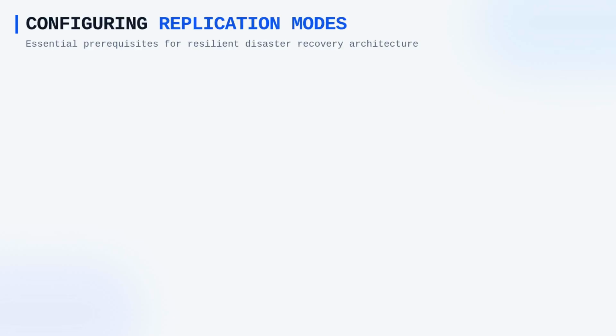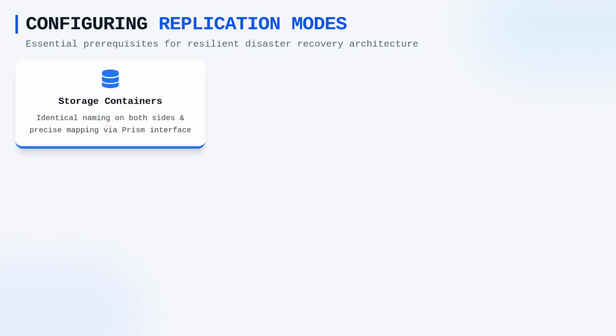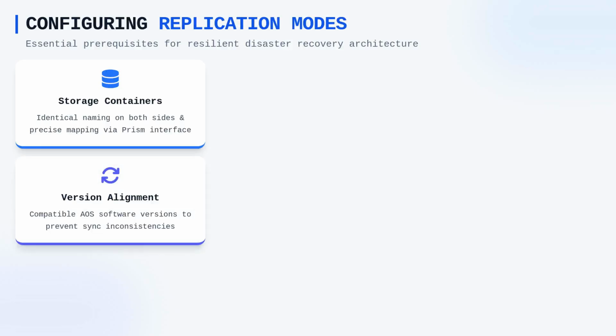Configuring these replication modes requires a clear understanding of the underlying storage containers and the cluster-wide settings. For synchronous replication, storage containers must be created with the same name on both sides and appropriately mapped via the Prism interface. You must also ensure that the cluster software versions are compatible, as mismatched AOS versions can lead to inconsistencies during the synchronization process.